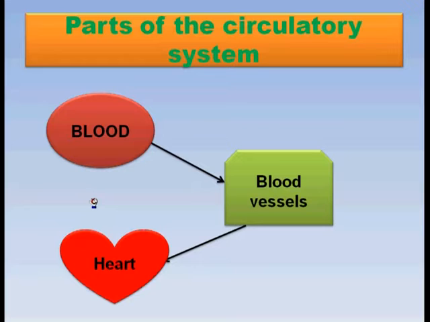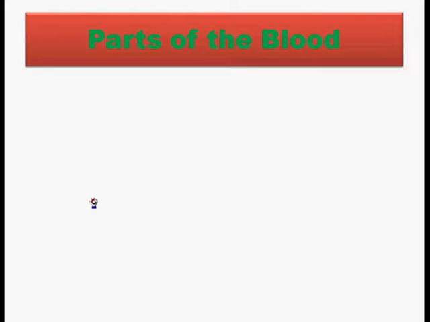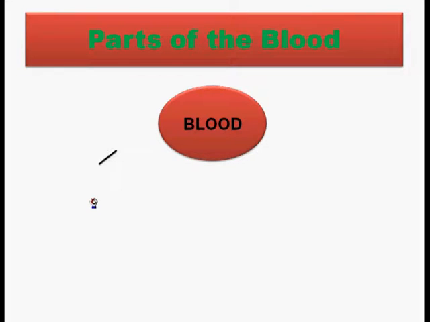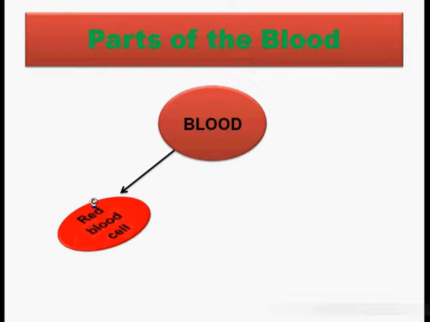So these three parts form the basic circulatory system, and each part has different functions. First up we are going to look at the parts of the blood. Now the blood has red blood cells. Remember in the lesson that we had before on respiration, we learned about the red blood cell. What is the function of the red blood cells? Yes, the red blood cells carry oxygen. And what are red blood cells made up of? Yes, hemoglobin.